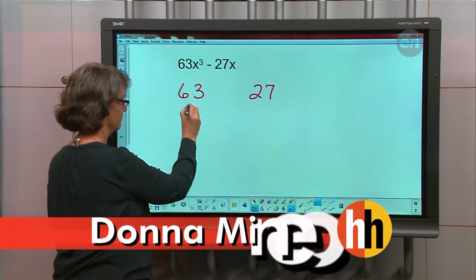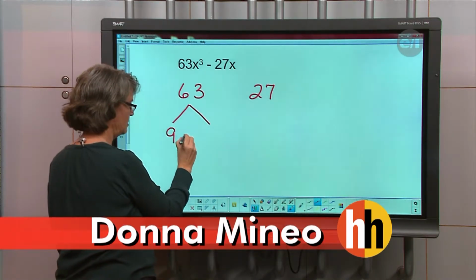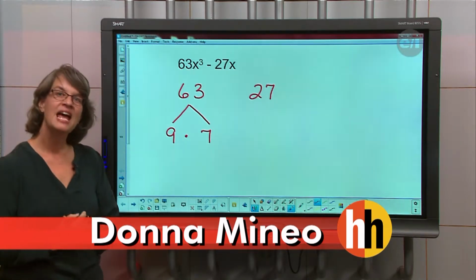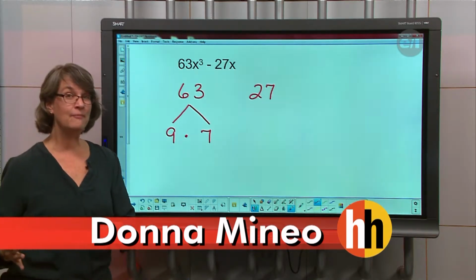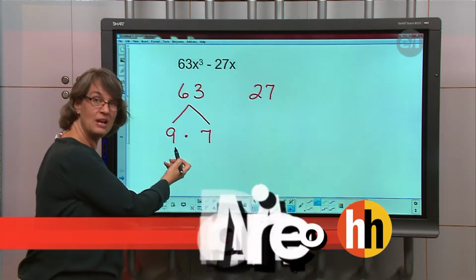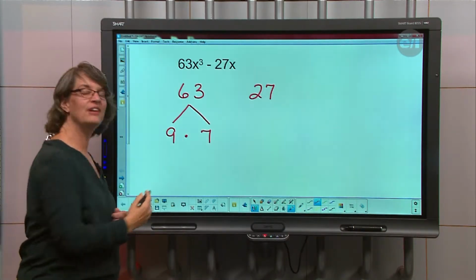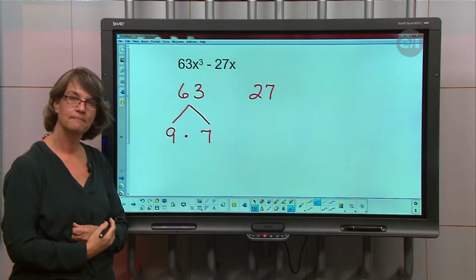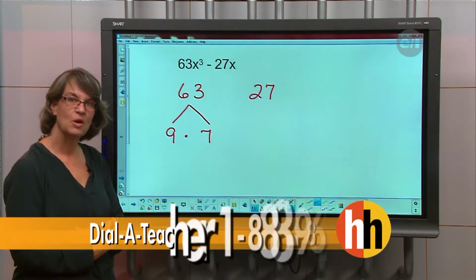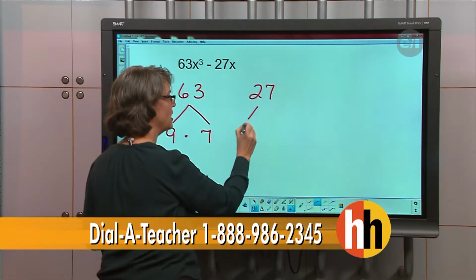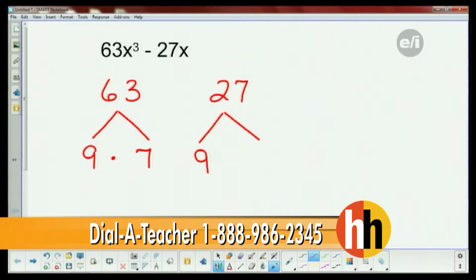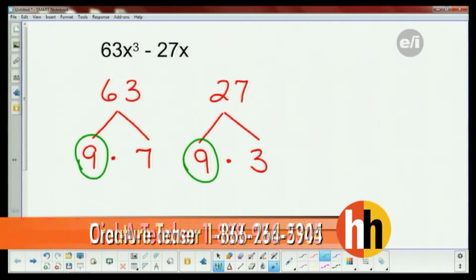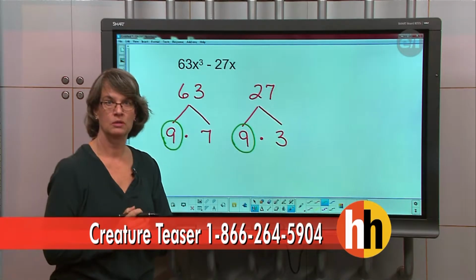9 and 7. Okay, so 9 times 7 is equal to 63. Now, rather than going down to all the prime factors, do either of these two numbers, 9 or 7, also divide into 27? Yeah. Which one? 9. Okay, and 9 times what is 27? 3. All right, so now we know that we have the 9 that's common in both of them, right? Yeah.